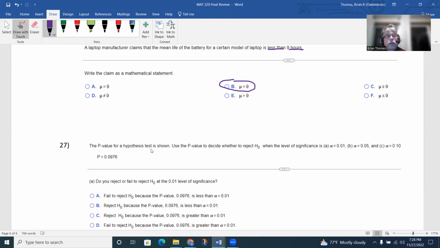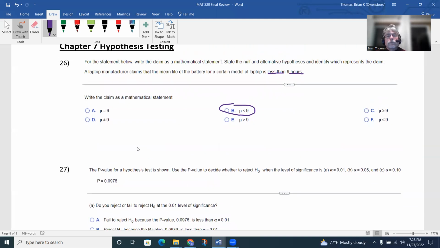So the next thing we pick up on is, we didn't have to actually do the null hypothesis and all that stuff, but remember the null hypothesis, mu, would have been greater than or equal to 9, and the alternative hypothesis would have been mu less than 9, and that would have been our claim. It would have been the alternative hypothesis.